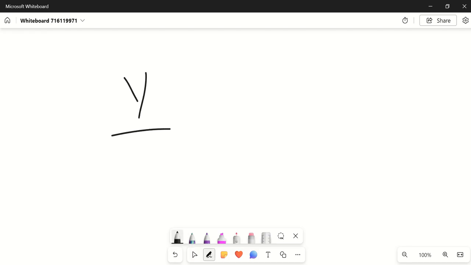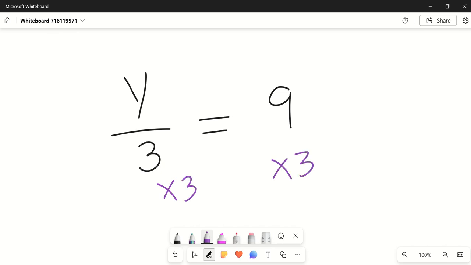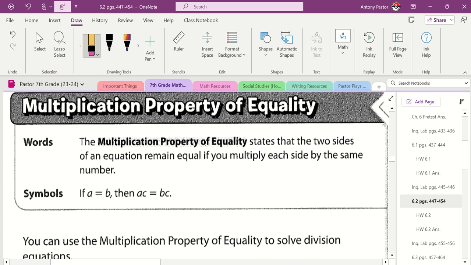Let's say y divided by 3 equals 9. Okay? What is my variable? Y. What is happening to my variable? Being divided by 3. So in order to undo this, what operation undoes division? So I'm going to multiply it by 3. This here is an example of the multiplication property of equality. Again, it states that two sides of an equation remain equal if you multiply each side by the same number.